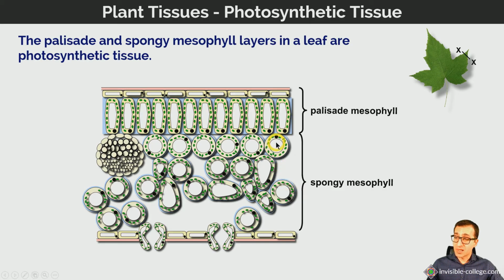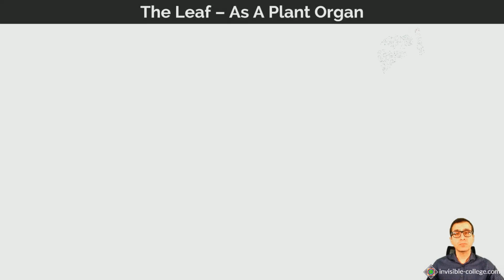Both of these layers of cells contain a large concentration of chloroplasts to maximize the efficiency of photosynthesis, to capture the maximum amount of sunlight energy passing through the leaf. In fact, the upper and lower epidermis layers and also the guard cells themselves also contain relatively smaller numbers of chloroplasts, but it's really these two layers of photosynthetic tissue where you find the largest amount of chloroplasts per cell.